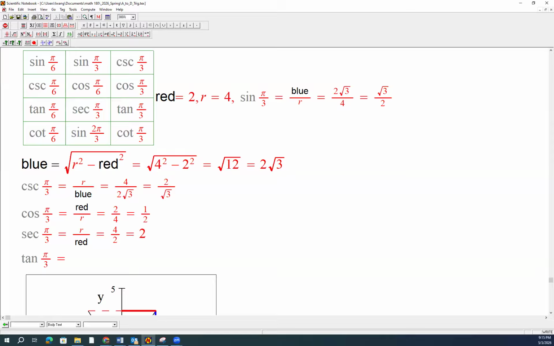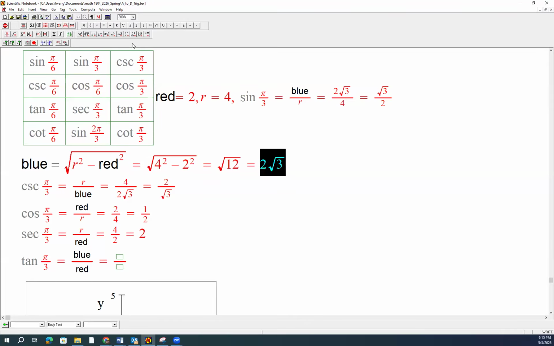Tangent pi over 3 is blue over red. So blue is 2 times root 3, right? And red is a 4. No, I'm sorry. Red is a 2. Am I? Yes, red is a 2. So that answer is root 3.